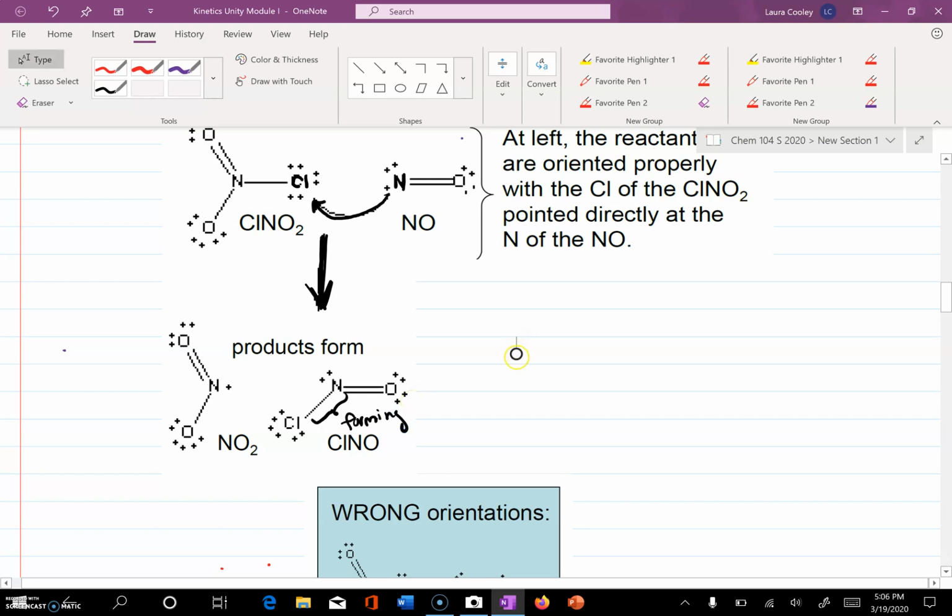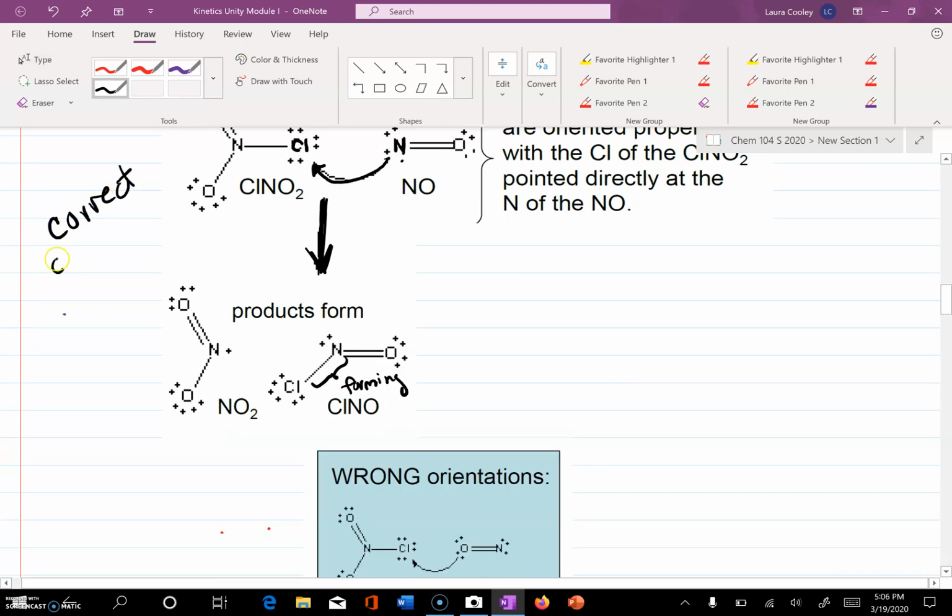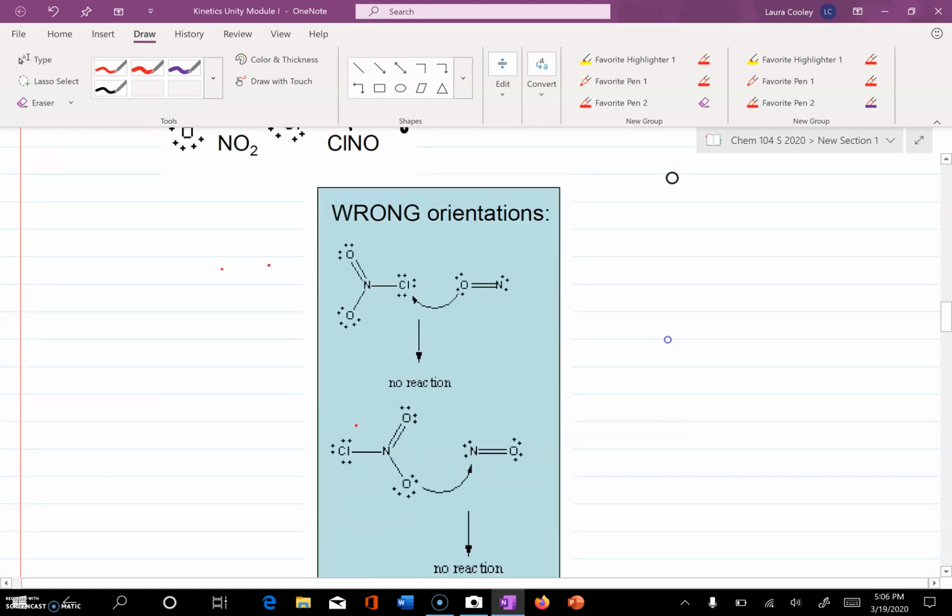So it's clear from this picture that the N from the NO has to be pointed directly at the Cl from the ClNO2, or this reaction just isn't going to happen, because this N is not going to form a bond with the O here or this O here, and this O is not going to form a bond with that Cl. There's lots of wrong ways for these two things to approach each other. So this is the correct approach or orientation. And this is the only way that it can form that will lead to a reaction.